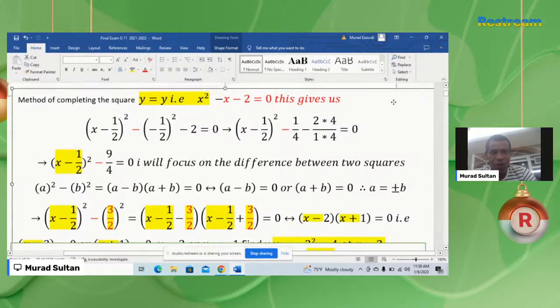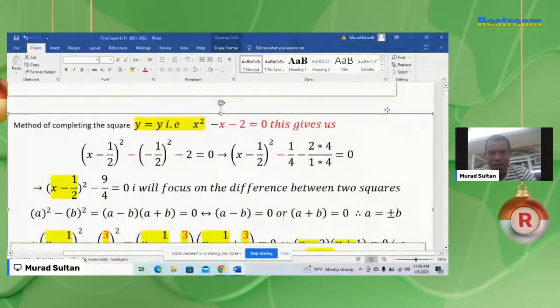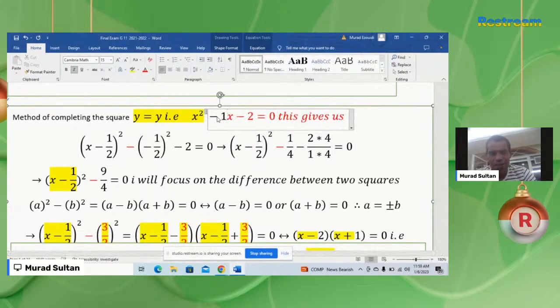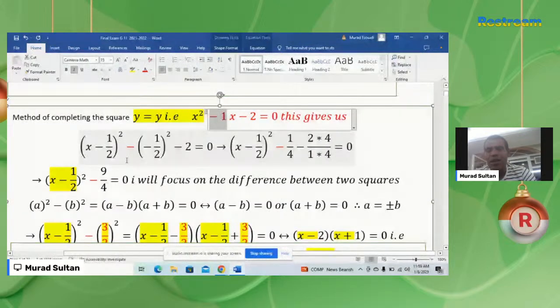Now the second method, learners, is that you use the method of completing the square on the same equation. You write x squared minus x minus 2 equals 0. This is minus 1 multiplied by x, so we should divide minus 1 by 2.